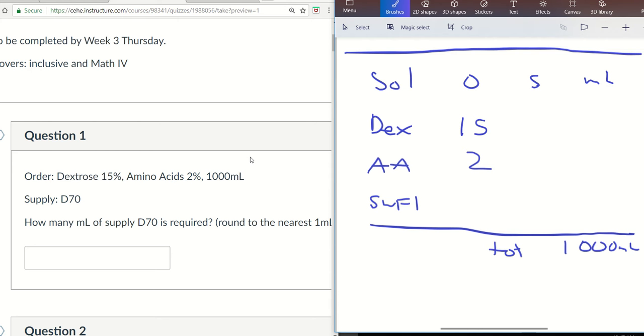All right, so now that you're all here, let's fill in our orders. So dextrose is 15, amino acids is 2. For question number 1, they're just asking us the dextrose. Supply is 70, and you recall, the math is order over supply times the amount. For the base solutions, we'll just round to the nearest mL. So 15 divided by 70 times 1,000. What do you get? 214. So we'll round it to 214. So that's number 1.